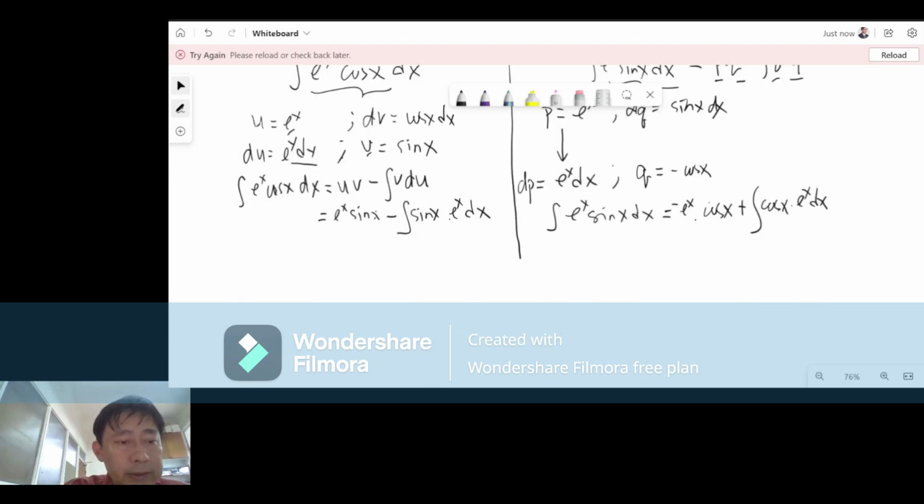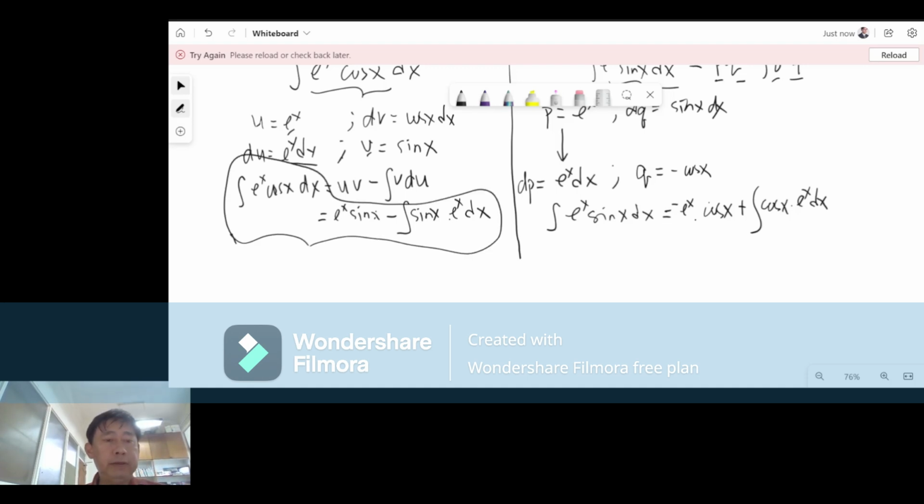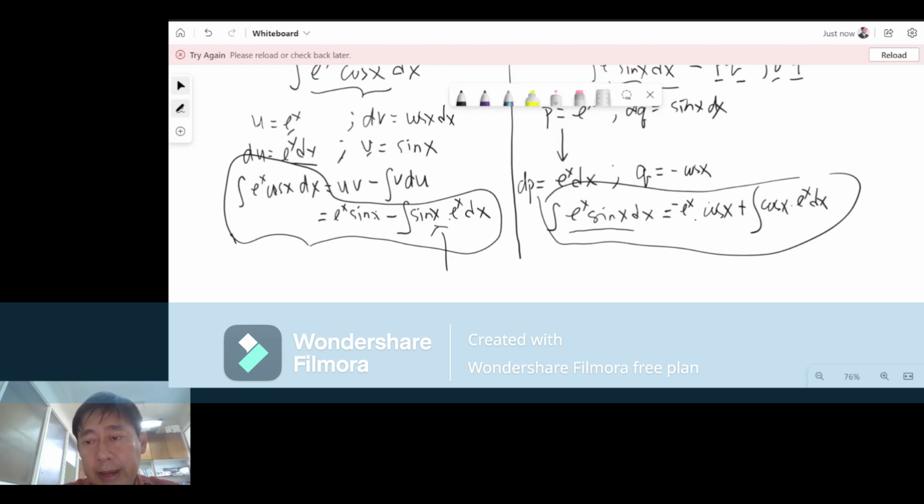So now you can see clearly that the integrations of e power x cos x results in the integrations of sin x e power x, whereas the integrations that involve e power x sin x requires the integration of cos x e power x. I'm going to call this equation number 1, and I'm going to call this equation number 2. You can then obtain the integration of e power x cos x by manipulating equation 1 and equation 2.